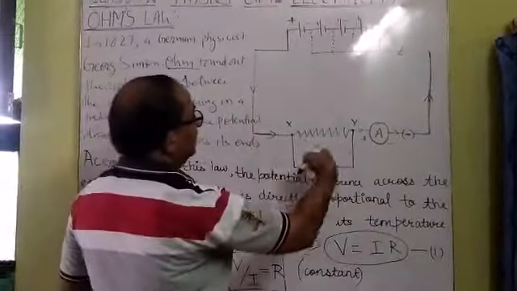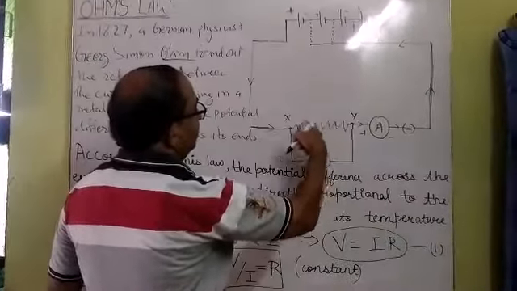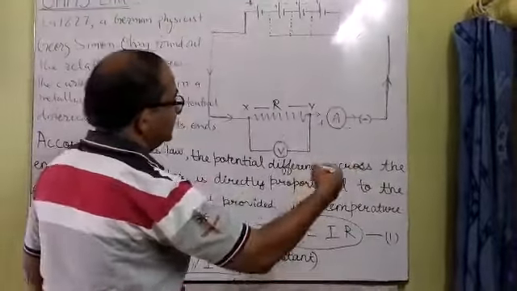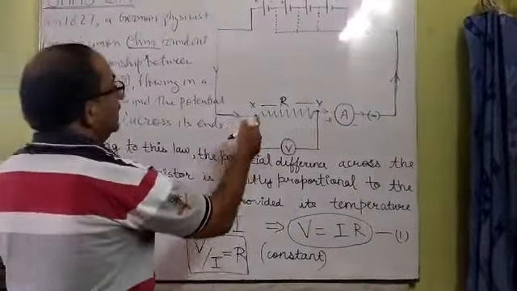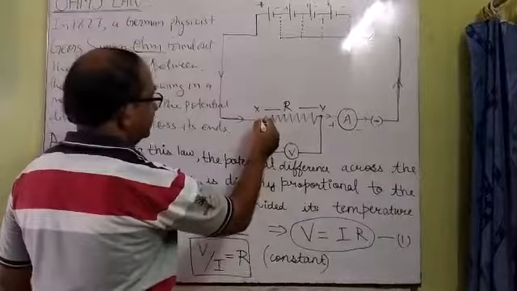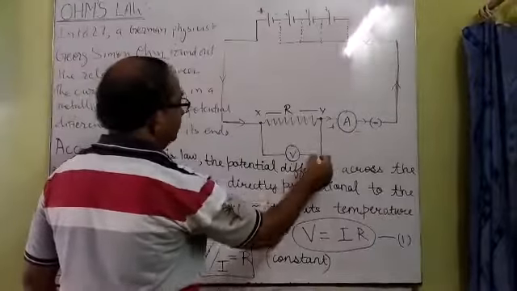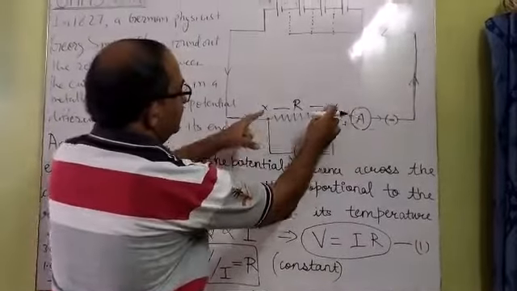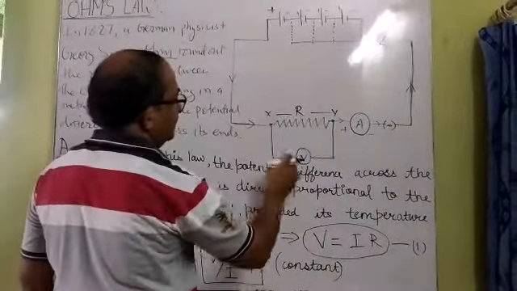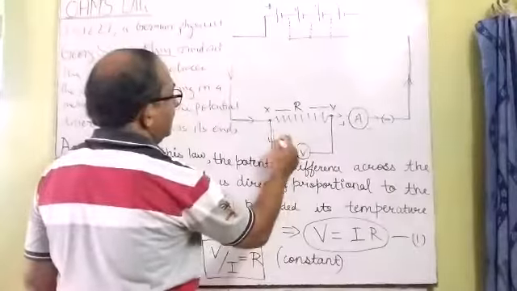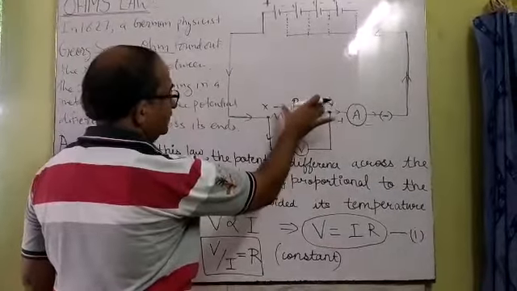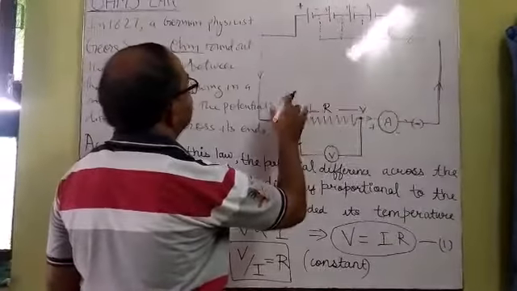You can see in the circuit there is a conducting wire, which we can also call a resistance wire because it offers certain resistance. Resistance means the obstacle. Its endpoints are connected to a voltmeter just to measure the potential difference across the endpoints of this conducting wire. So the voltmeter must always be connected in parallel to the conducting wire whose resistance we will measure.